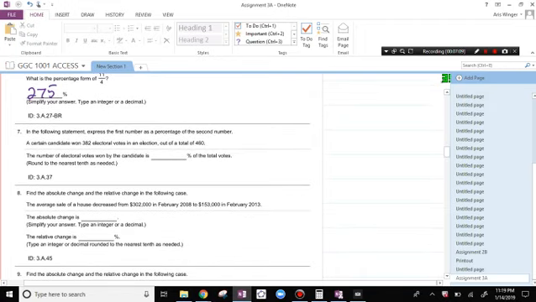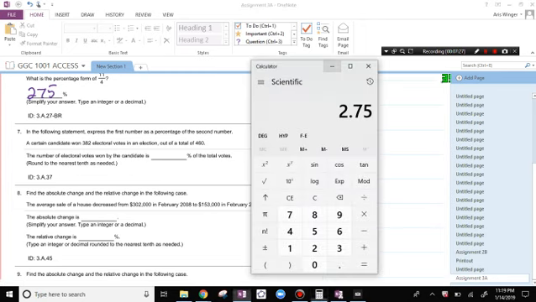A certain candidate won 382 electoral votes in an election out of a total of 460. The number of electoral votes won by the candidate is blank percentage of the total votes. So here it's 382 out of 460. Get the calculator out. 382 divided by 460 is 0.83. I think it wants us to round to 2 decimal. No, round to the nearest tenth as a percentage.